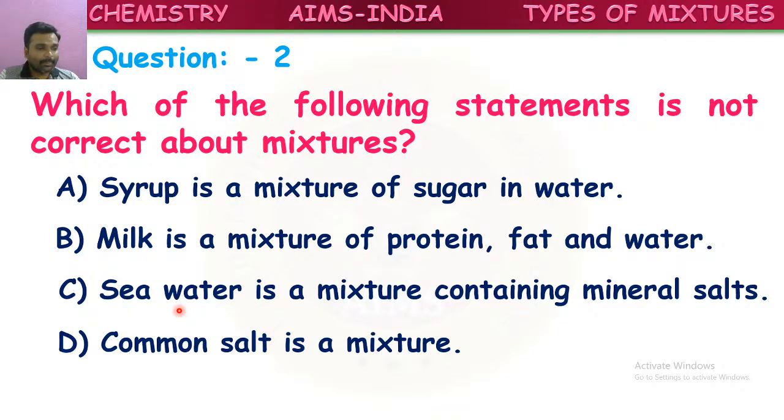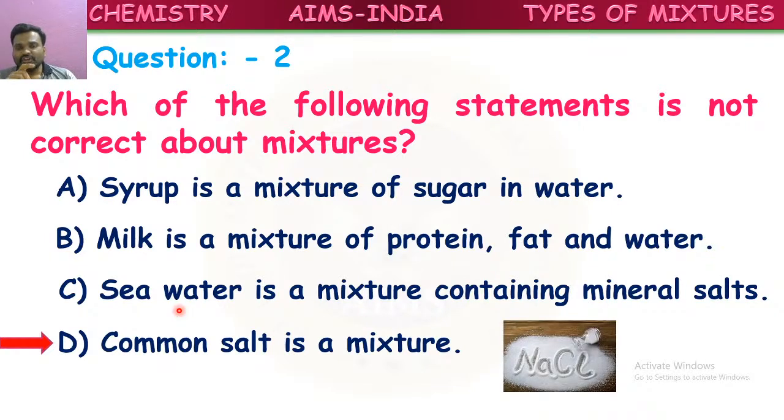Last option, common salt. Yes, common salt is given as a mixture, but common salt is a compound, not a mixture. So it is the correct option, because common salt is made up of sodium chloride molecules. If you take common salt, only NaCl molecules will be in that. It is made up of crystals of sodium chloride. No other substance will be in the common salt. Hence, common salt is a pure substance, not a mixture. Hence, the correct answer is D, because they are asking to find out which is not a mixture.